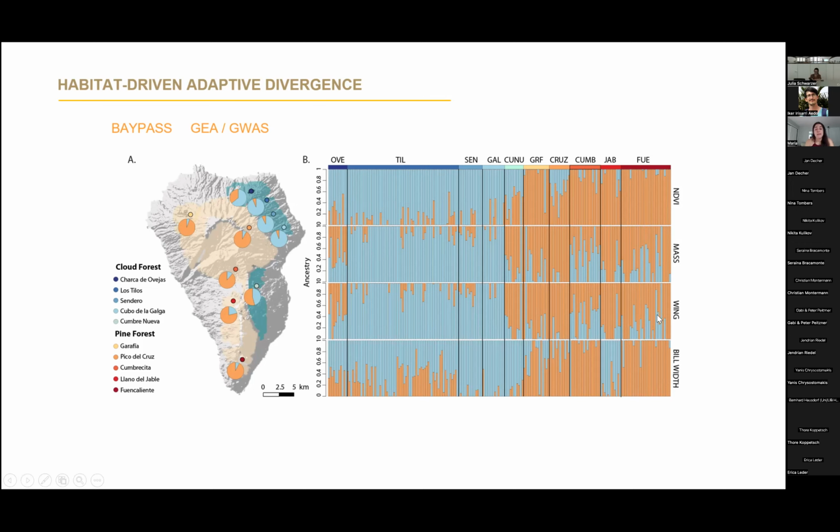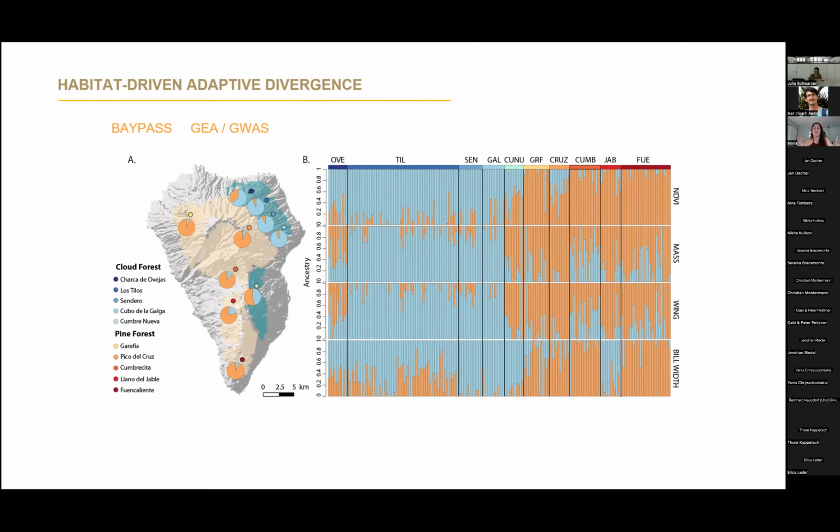Then with body mass and body width, we find a similar pattern, but here two populations of the cloud forest show high probability of assignment to the pine forest cluster. And with the bill width, we find again a similar pattern of this habitat-related structure. However, now a pine forest population clusters with the cloud forest population.